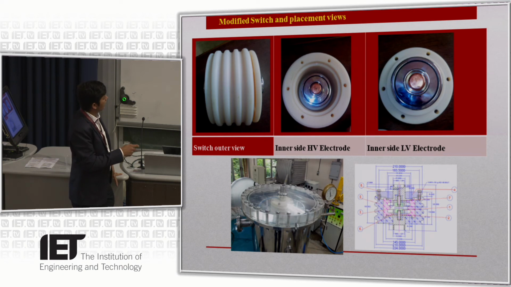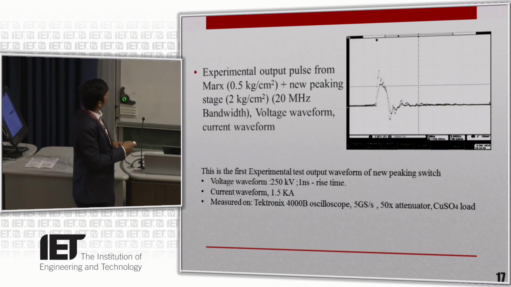We are feeding some gas pressure from the upper electrode. If you observe carefully, there is a small hole here. This hole is for inserting gas inside the chamber of the switch, and we applied about 15 kg per centimeter pressure, and we are also thinking about 80 atmosphere pressure in the next experiment. Initially the Marx tank is about 0.5 kg per centimeter, and the new peaking stage is 2 kg only.